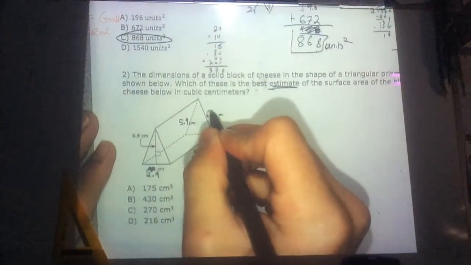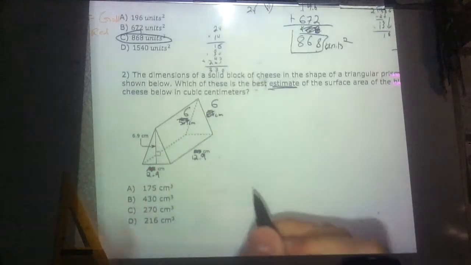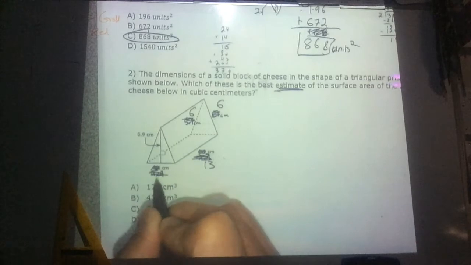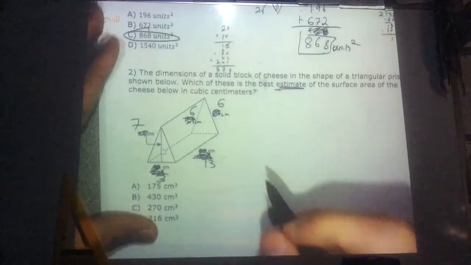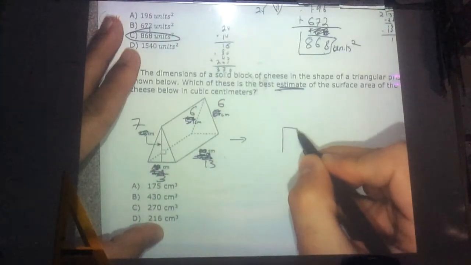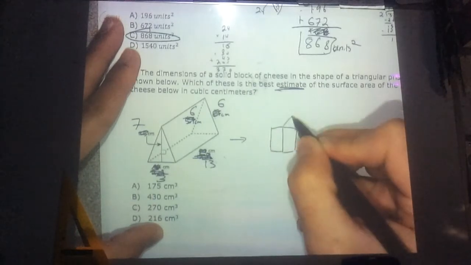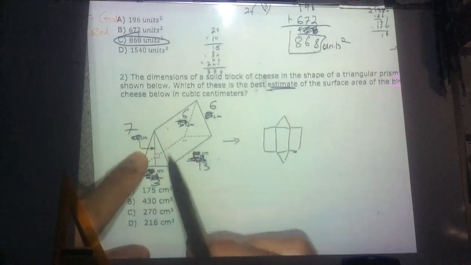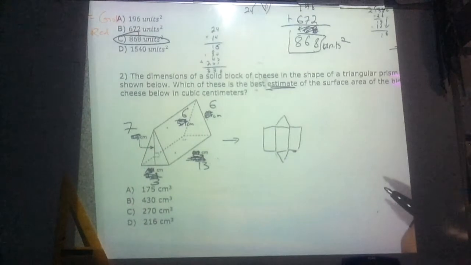So instead of 6.1, I'm going to make this 6. Instead of 5.9, I'm going to make this also 6. 12.9, well, that's really close to 13. 2.9 is 3. And then 6.9 is really close to 7. Now, if I draw the surface net for it, it's going to look something like this. I've got 3 rectangles in this prism, and I've got 2 triangular bases.